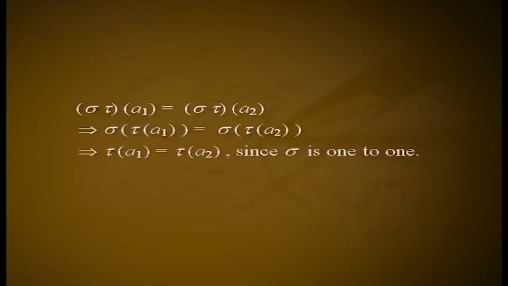Let us show that sigma tau is a permutation. That is to show that sigma tau is both one-to-one and onto. Sigma tau of A1 is equal to sigma tau of A2, which implies sigma of tau of A1 is equal to sigma of tau of A2, which implies tau of A1 is equal to tau of A2 since sigma is 1 to 1, which implies A1 is equal to A2 since tau is 1 to 1. Hence, sigma tau is 1 to 1.